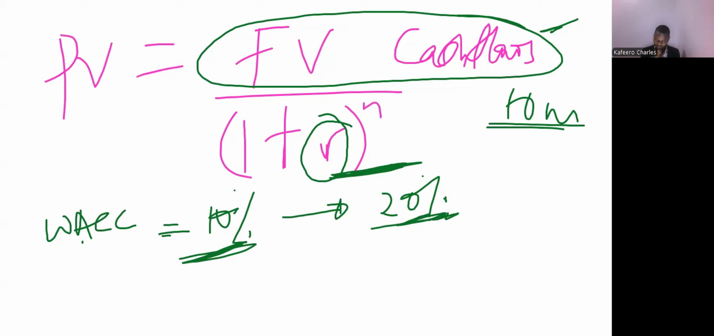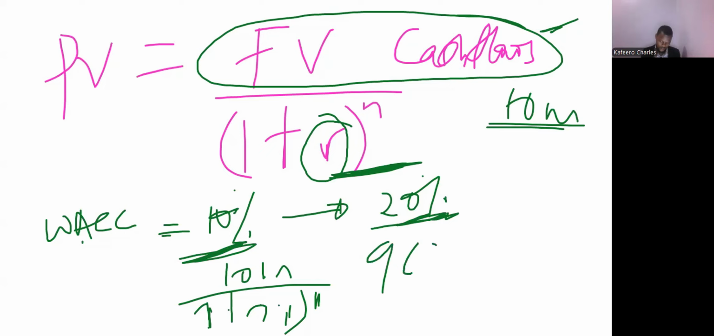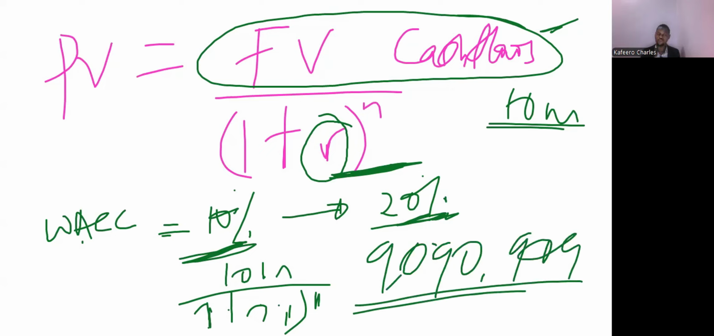This is going to be 10 million divided by 1 plus 0.1 to the power of 1. So it is going to be 10 million divided by 1.1. This is going to give you 909, of course, 9.09 million. If you round off, it's going to give you 9 million.